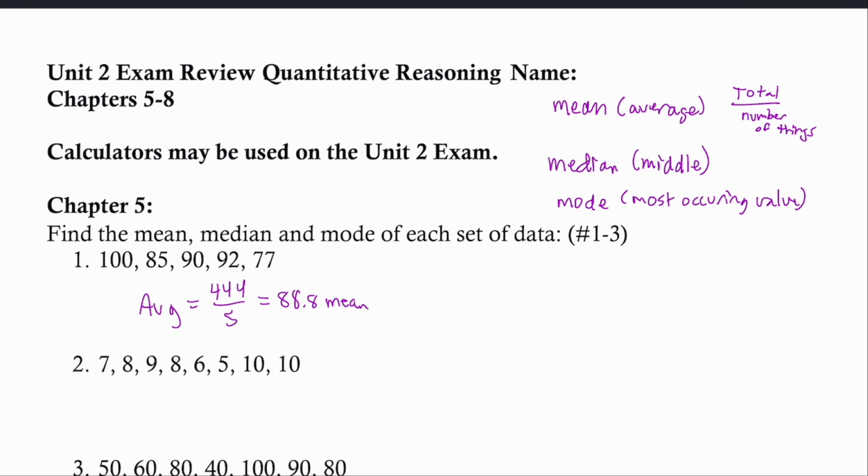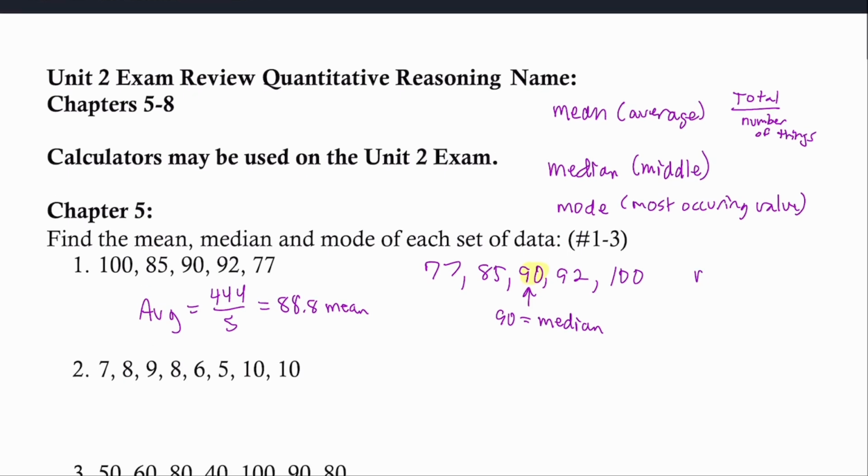Now for the median and mode, let's put the list of items in least to greatest order. So 77, 85, 90, 92, and 100. Now we had 5 items, so our middle value is the third one. You'll see there are 2 things below it and 2 things above it. So 90 would be the median. This is a list where every single thing is different, so there is no mode.